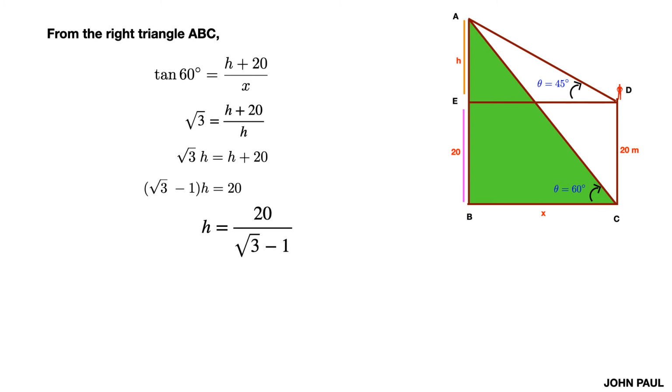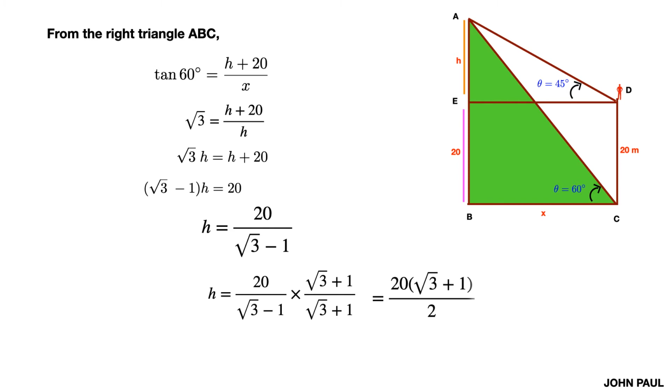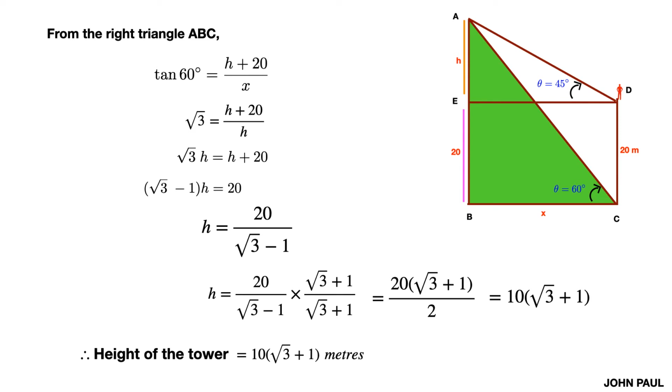Now we will rationalize this by multiplying and dividing by its conjugate, root 3 plus 1 by root 3 plus 1. We get 20 times root 3 plus 1 by 2. By simplification, 10 times root 3 plus 1. Therefore, the height of the tower equals 10 times root 3 plus 1 meters.